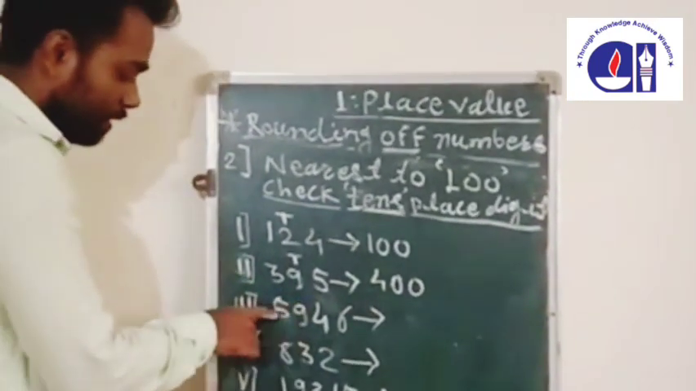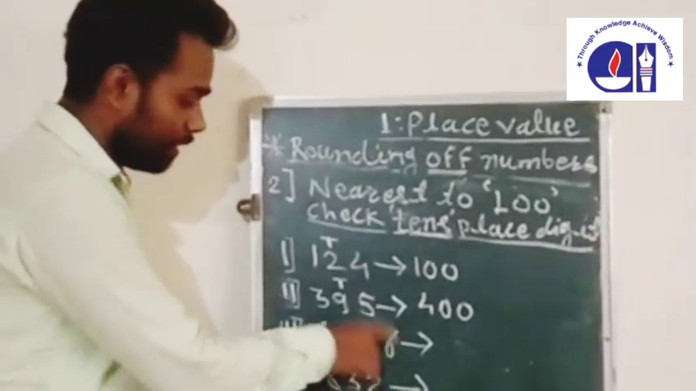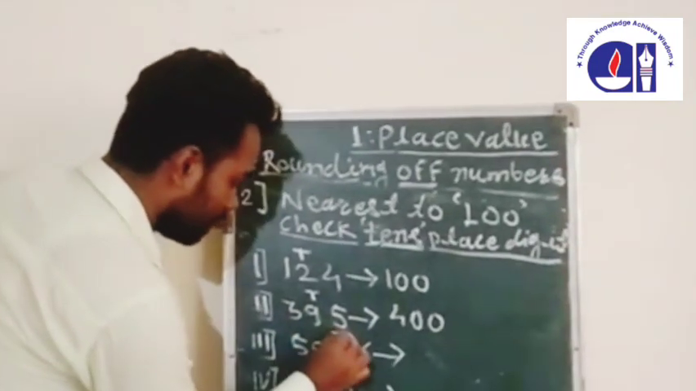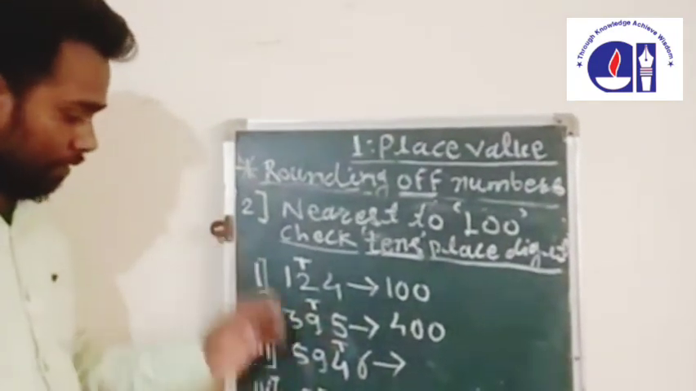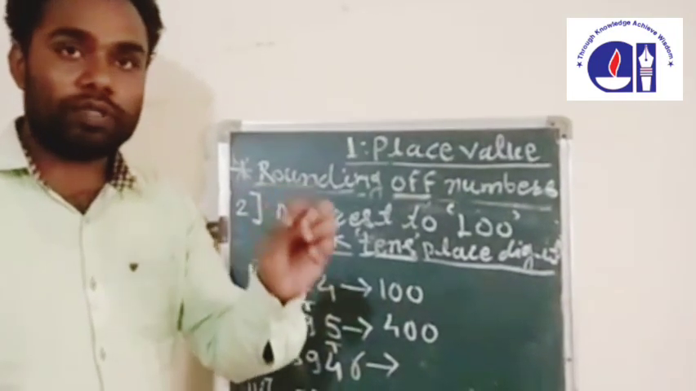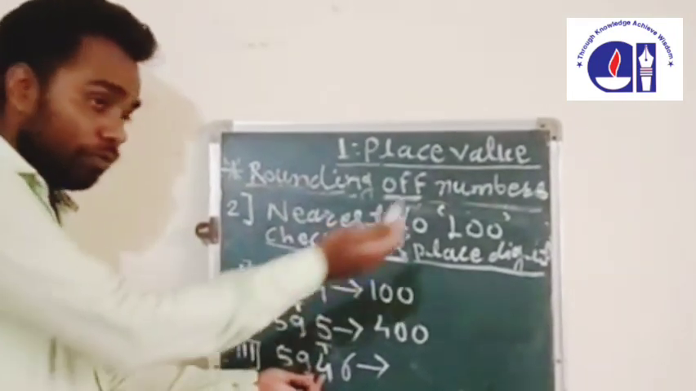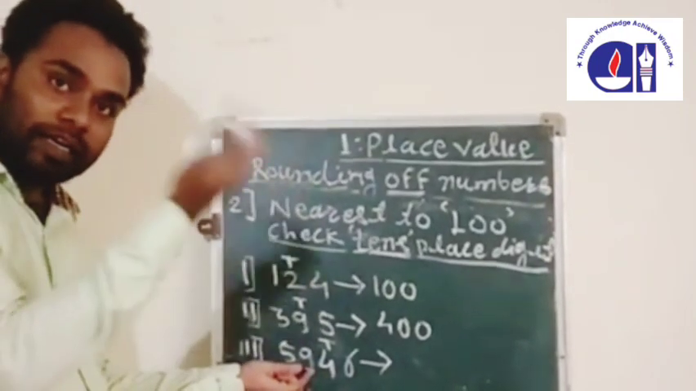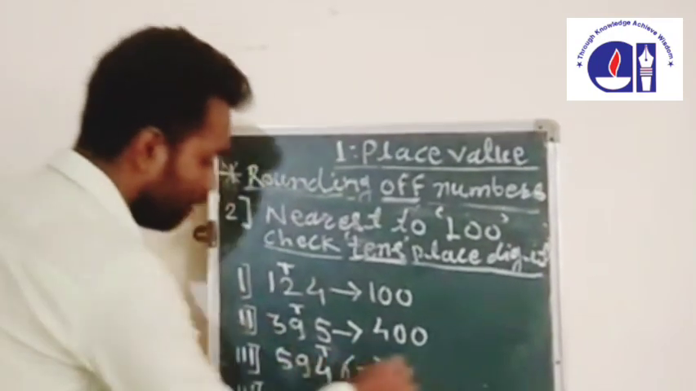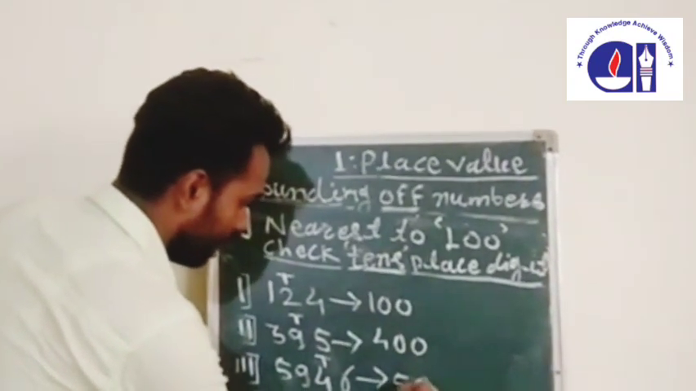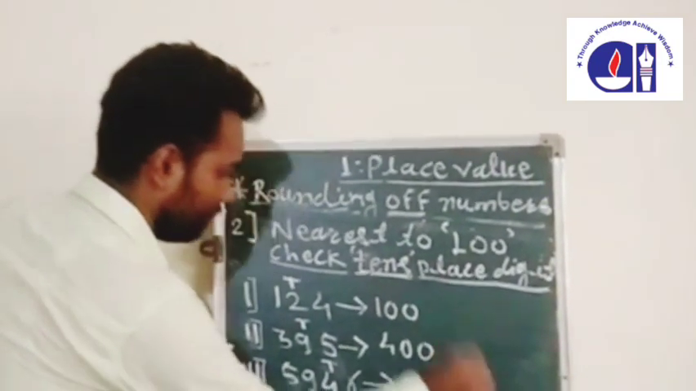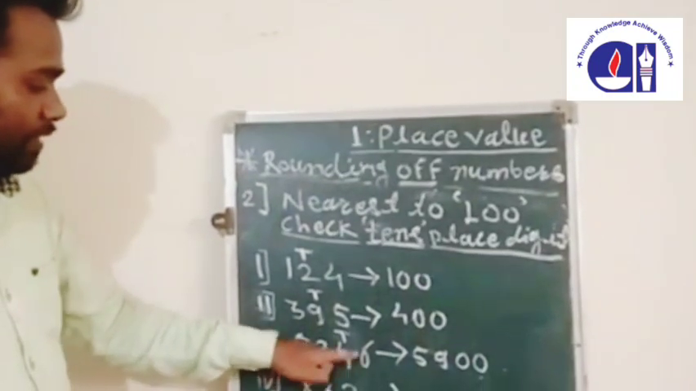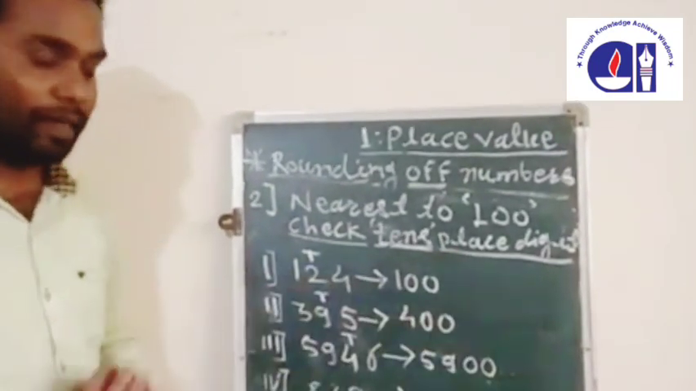Next, the given number is 5946, and the tens place digit of this number is 4. As I told you, if it is 0, 1, 2, 3 or 4, we round to the back 100. Here the hundreds place is 9, so the back 100 is 5900. So this 5946 is nearest to 5900.